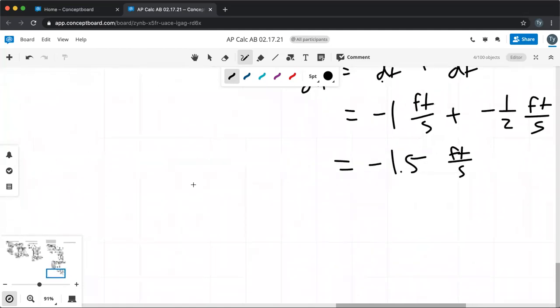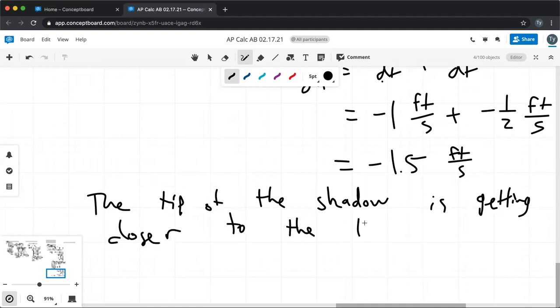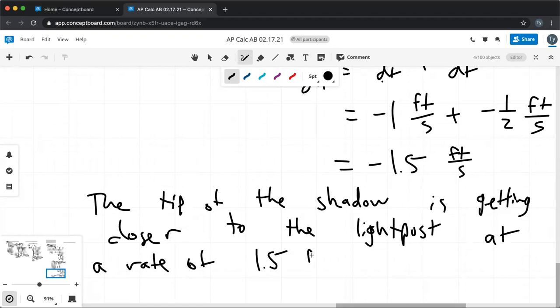And again, we can write our answer in the context of the problem, and you could do that by saying the tip of the shadow is getting closer to the light post at a rate of 1.5 feet per second as the man approaches the light post.